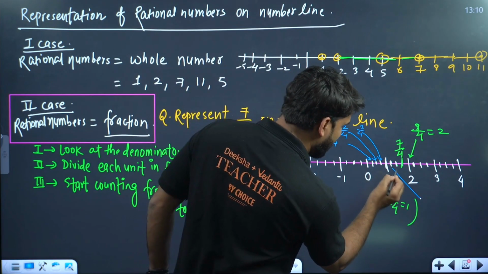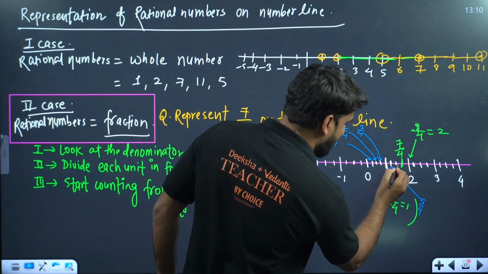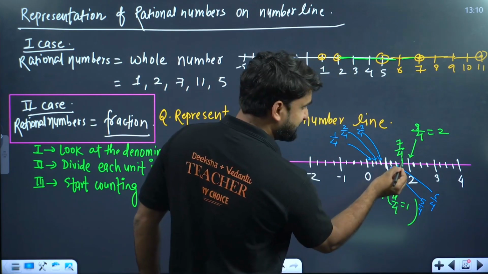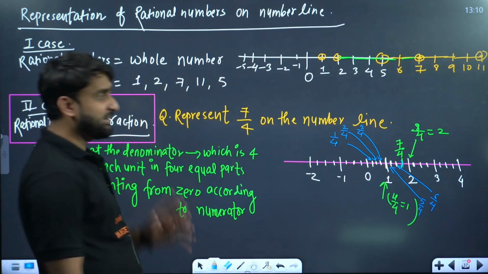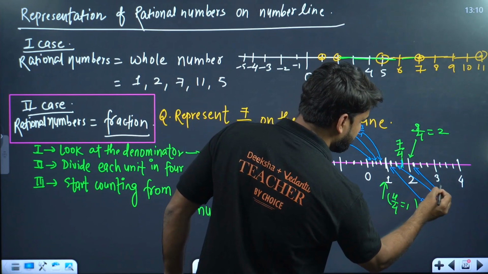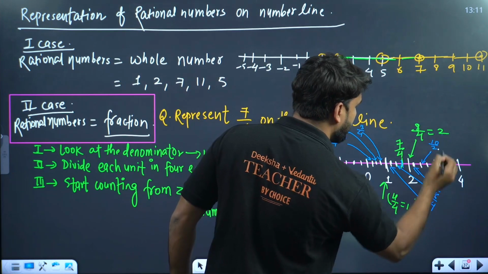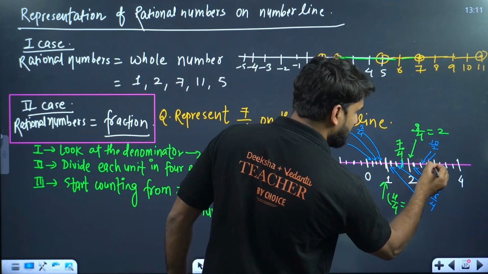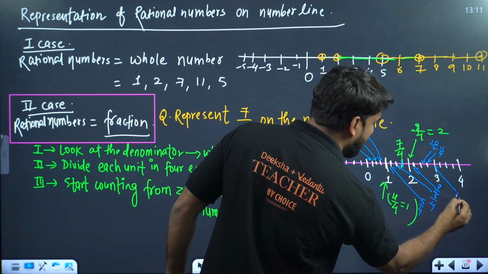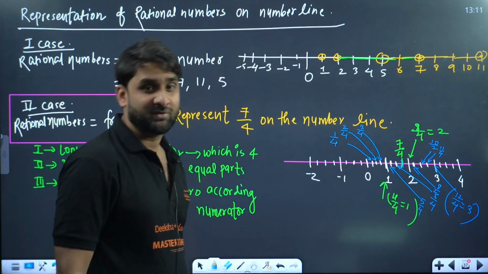Similarly, if we move ahead, after 4 by 4, now 5 by 4. Now this will be 6 by 4, and this is already 7 by 4. That was the question. And this is 8 by 4, which is equal to 2. Now this will be 9 by 4, this will be 10 by 4, and this will be 11 by 4. And can you see here? This will be 12 by 4, and 12 by 4 is equal to 3.